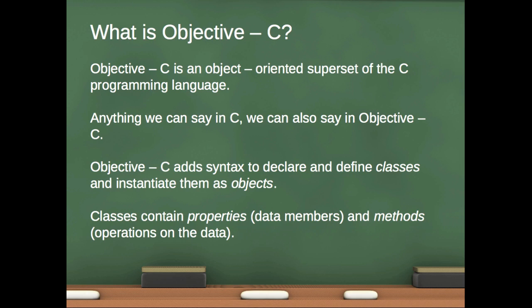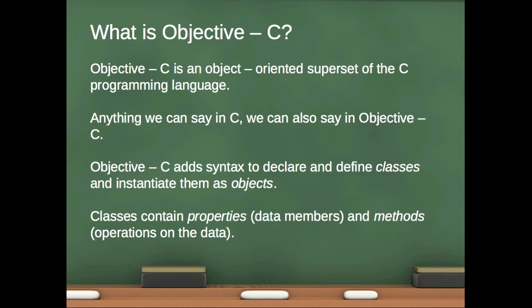So C has existed for over 40 years. Objective-C was written as an object-oriented extension to C in the mid-'80s. Anything we can say in C, because it's a superset, we can also say in Objective-C. So Objective-C has all of the primitive types that C has, including structs and unions and arrays and all that kind of stuff. But it also adds the concept of a class. So it adds syntax to declare and define classes and instantiate them as objects. And again, if you've not programmed in an object-oriented programming language before, we're going to cover that in Unit 1.